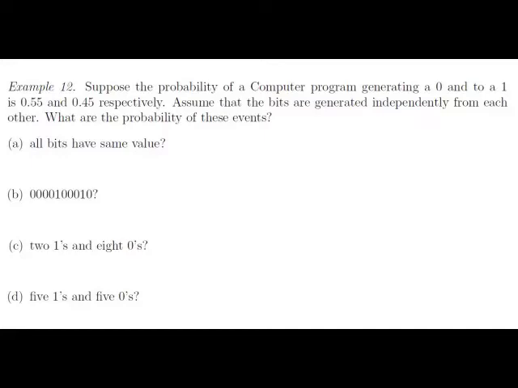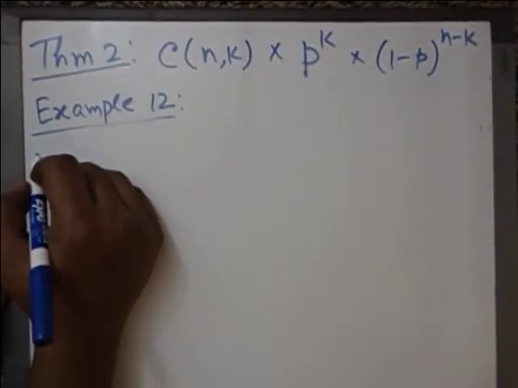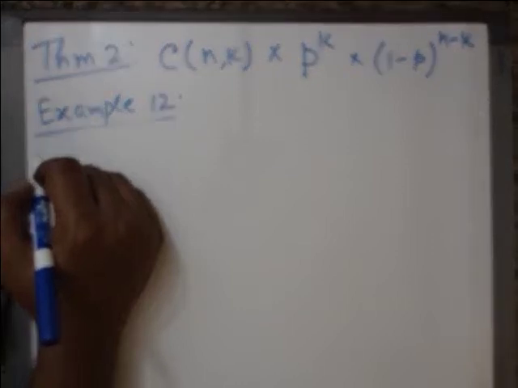Example 12. We have a computer program generating 0 or 1 randomly, but the probabilities are not the same. The probability of generating a 0 is 0.55. The probability of generating a 1 is 0.45. Assuming that they are generated independently from each other, what is the probability of these events? How does it relate to the binary Bernoulli trial?